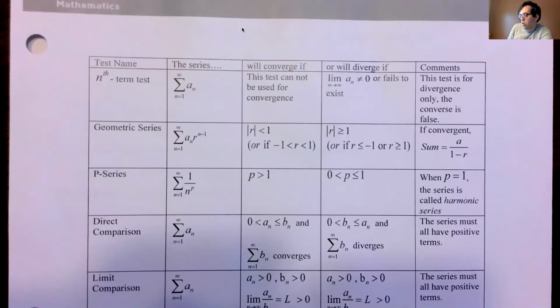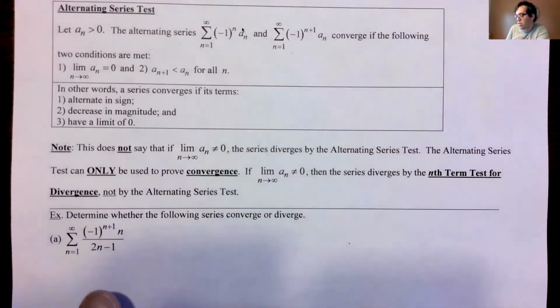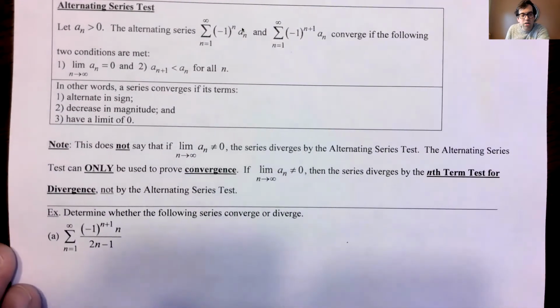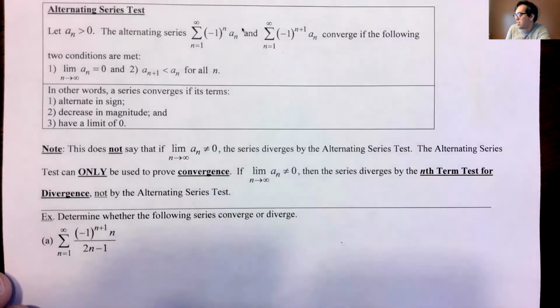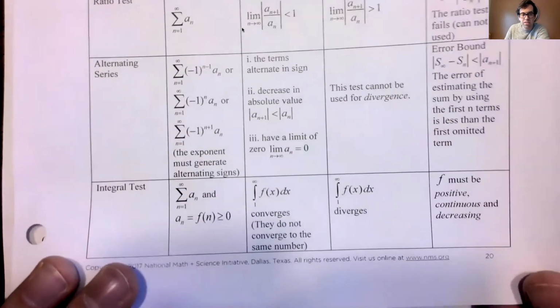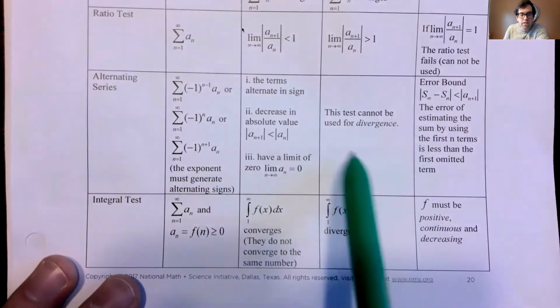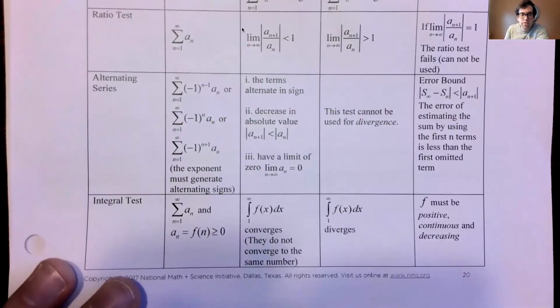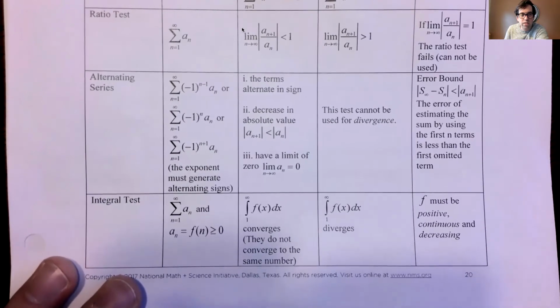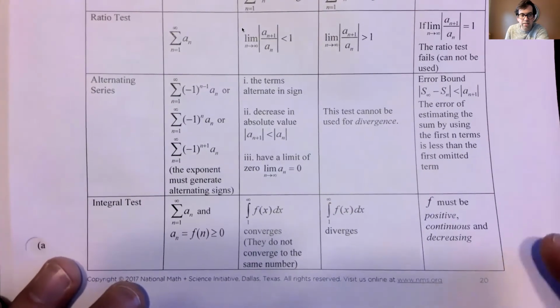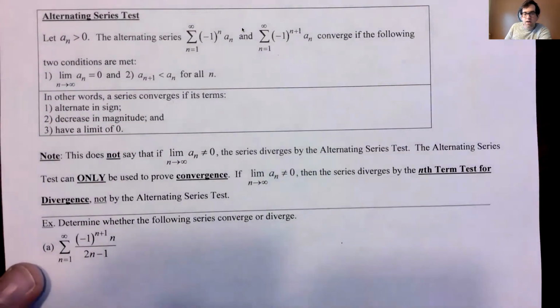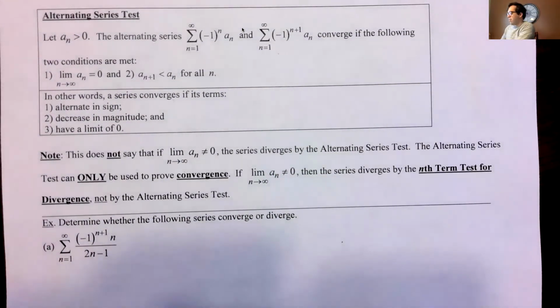Even if these terms are alternating and it looks like we're going to be using the alternating series test, if we discover that the terms don't approach 0, it diverges by the nth term test, not by the alternating series test. And you can see where we have alternating series on our chart. One of the comments is that this test cannot be used for divergence. So we do not want to make that mistake, okay? Okay, so let's actually try this and see what happens.